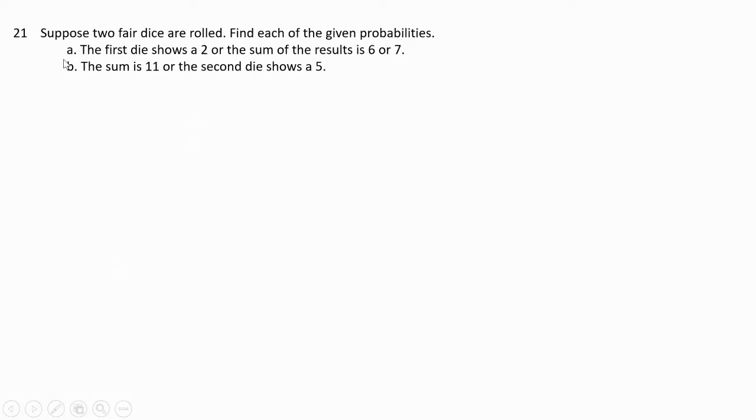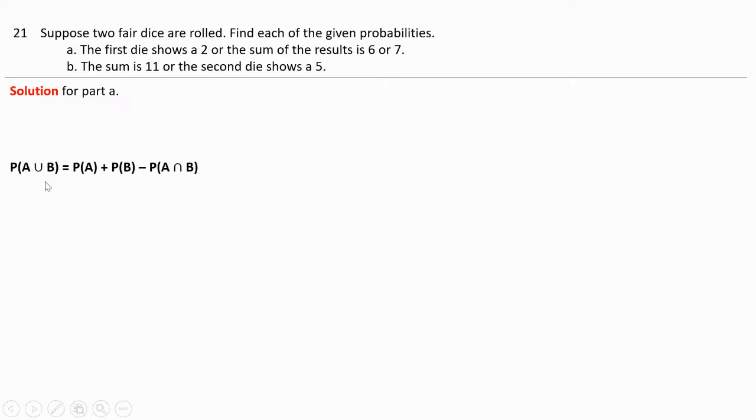Okay, now this is 21. Now comes where you roll 2 dice. It says suppose two fair dice are rolled. Find each of the given probabilities. The first die shows a 2, or the sum of the result is 6 or 7.